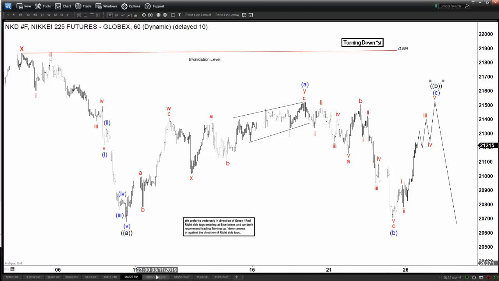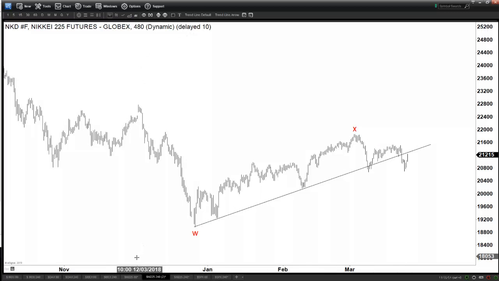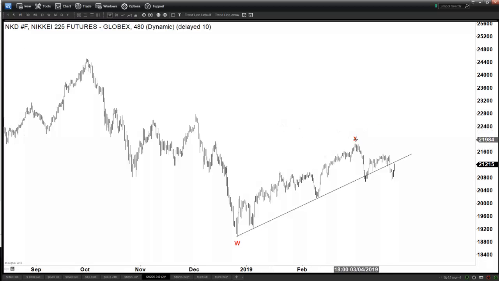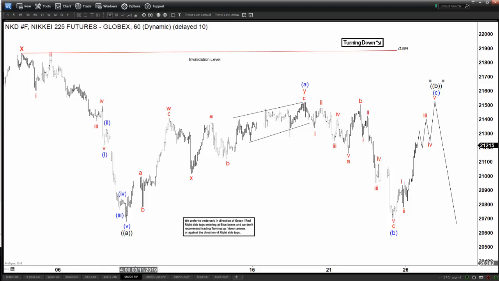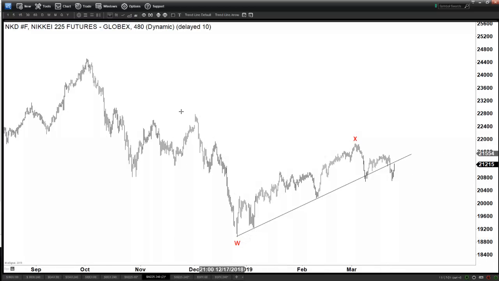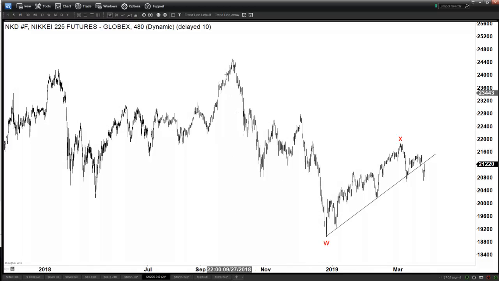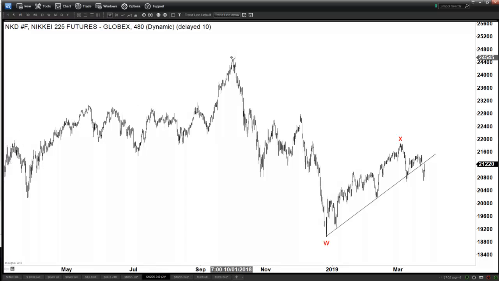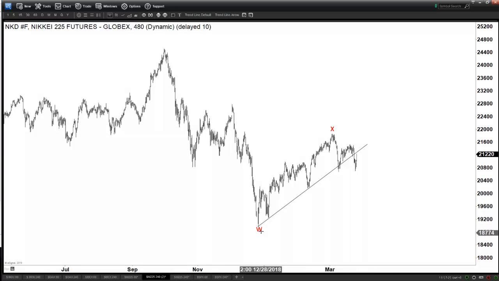Now looking at the higher degree, this is the 4-hour chart. I'm placing the X here, which is the same as the X you see on the 1-hour chart. Now if this is the X, this is the W. So we have the first leg of this sell-off starting from October 2018 as a W, and this is definitely a corrective structure. It's not an impulse in any way, it's only a 3 swing here. And we are calling this rally ending as an X.